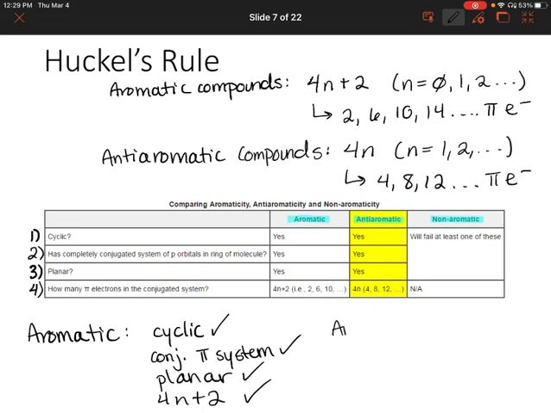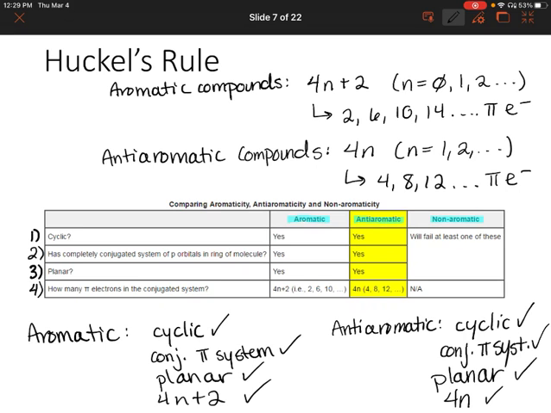If a molecule is anti-aromatic, it will be cyclic. It will have a conjugated pi system. It will be planar. And it will have 4n pi electrons. And then a molecule will be non-aromatic if it fails one of those first three tests. So maybe your molecule is cyclic and has a conjugated pi system, but it's not planar. Then it would be non-aromatic. Or maybe you have a molecule with a conjugated pi system that's planar, but it's not cyclic. So it just has to fail one of those first three parameters. All right, so if you're feeling overwhelmed and confused by Huckel's rule, that's okay. We're going to go over some practice problems.